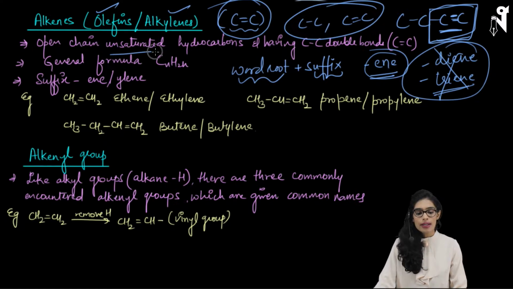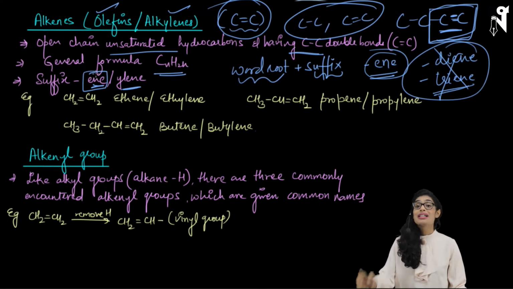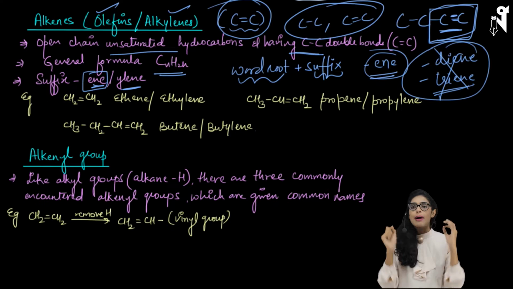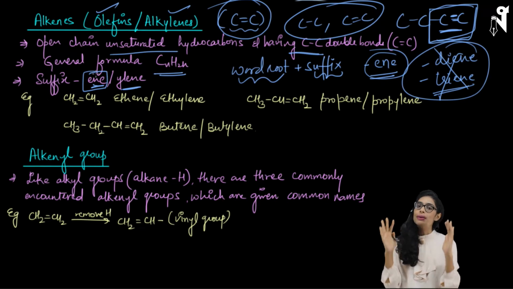So, open chain unsaturated hydrocarbons having carbon double bond carbon are called alkenes, which are also called olefins or alkylenes. The general formula is CnH2n. Again, n is the number of carbons, which will start from 1 and can go to any number. The suffix is -ene or -ylene. -ene is the most common one we use, but -ylene is the one you may get in your competitive exams, and at that time you should be able to identify what compound they are talking about. So it's not necessary for you to use this suffix, but in competitive exams when they give you a question with such a suffix, you should know that they are talking about the normal alkene, nothing else.